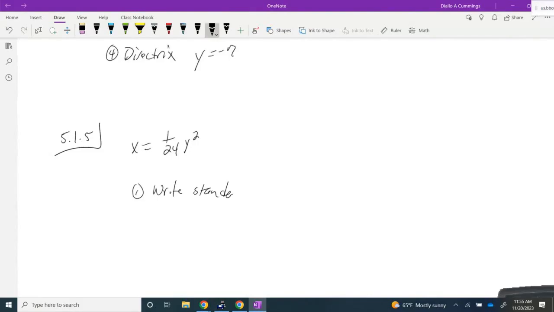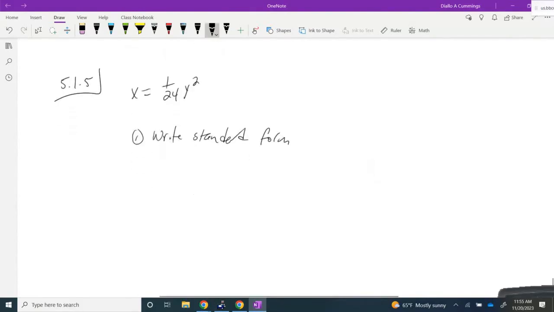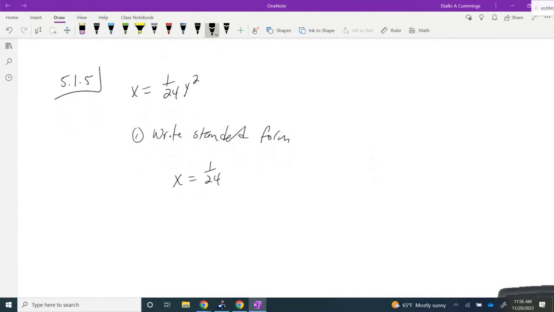So we want to write standard form. Here we want to isolate for our y squared variable. So the opposite of multiplying y squared by 1 over 24 would be to multiply both sides by 24. If I multiply both sides by 24, I'm going to get y squared is equal to 24x. I just kind of flipped it around.